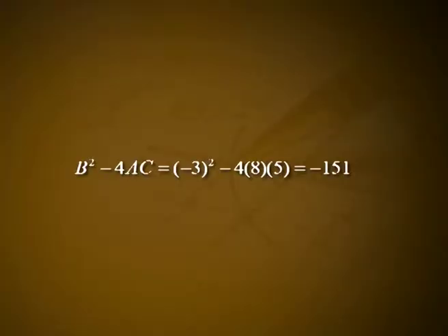Example 9. Use the discriminant to identify the graph of 8x square minus 3xy plus 5y square minus 7x plus 6 is equal to 0. Solution. We have b square minus 4ac is equal to minus 3 square minus 4 into 8 into 5, which is equal to minus 151.